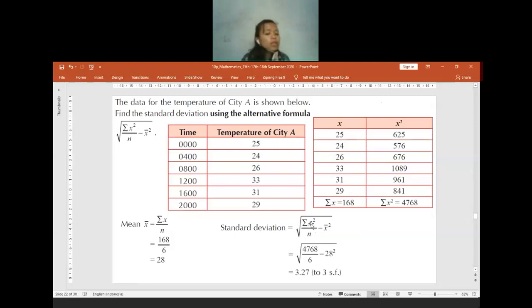So for the standard deviation using the second formula, sigma x square divided by n minus x bar square, it will be 4768 divided by 6 because the total frequency is 6, and then minus 28 because the mean is 28. So we have to minus 28 square. You can use the calculator, and then usually for the IGCSE, you can write the answer in 3 significant figures.